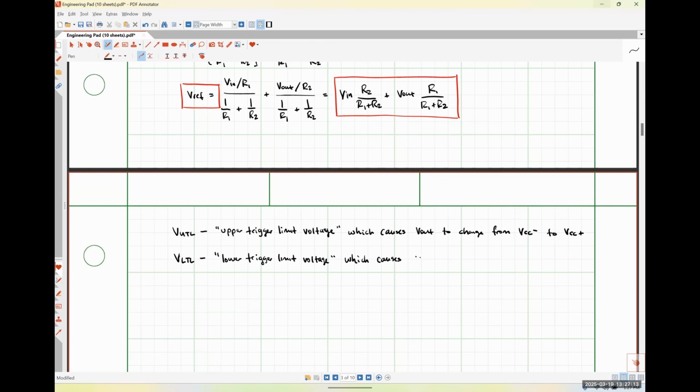Which causes V out to change from VCC plus to VCC minus. So the upper trigger limit is the voltage, the transition point that makes the output go high, and the lower trigger limit voltage is the input voltage that causes the output to swing low. Okay. So we're going to use that characteristic equation to figure out what these upper trigger limit and lower trigger limit voltages are.